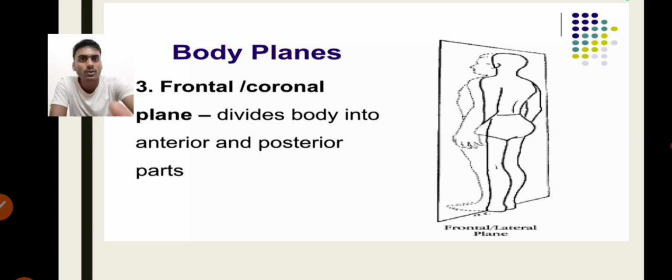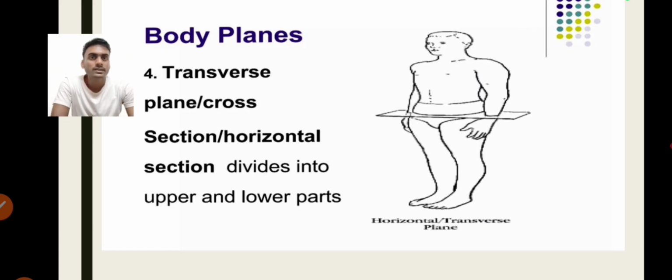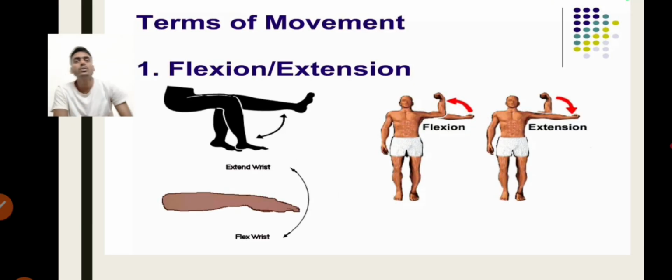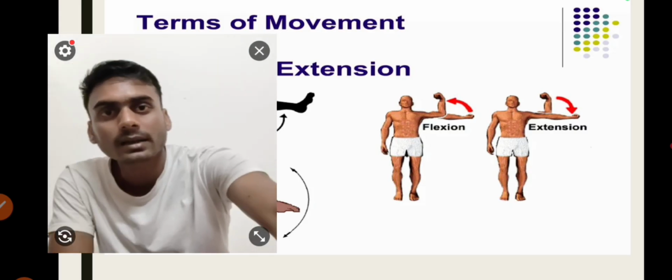Now we discuss the transverse or horizontal plane. If your body is divided into upper and lower parts, as you can see in the image, this is a transverse plane. Now we discuss the different terms of movement. What is flexion, what is extension? As you can see in the image and as you can see me.